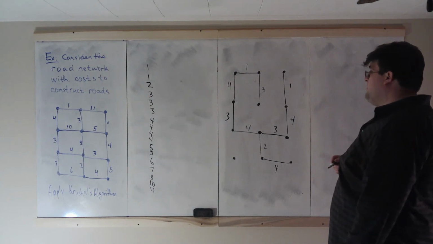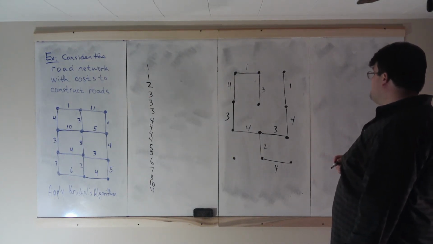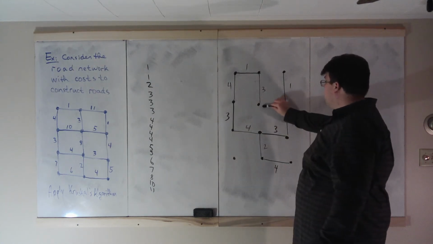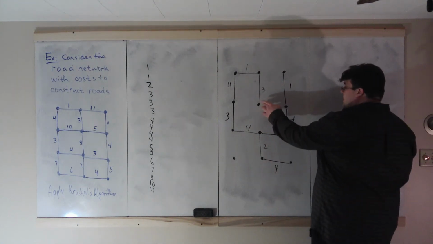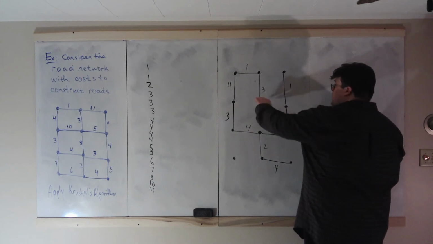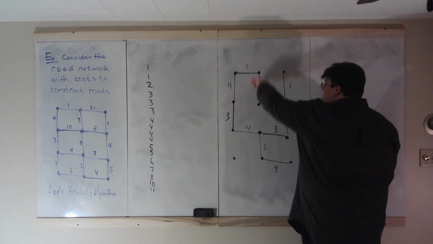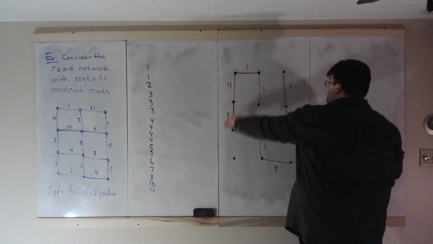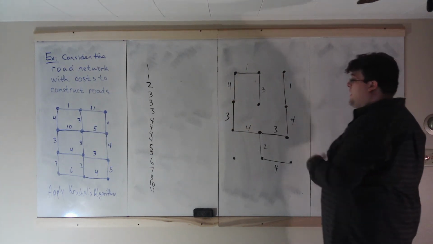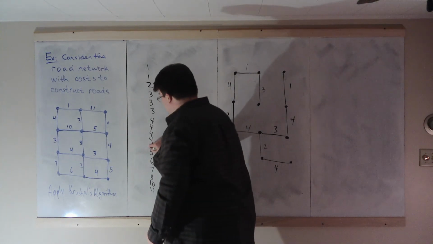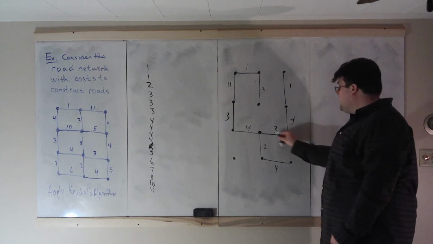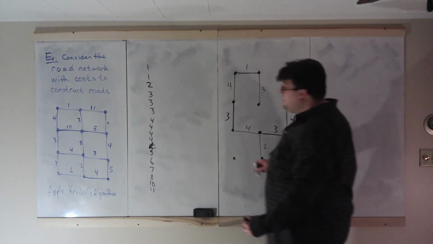How about the fives? Where are the fives? Well, look at what happens if we add this five here: we create this cycle. This kind of Utah-shaped cycle. So we can't add that five, so let's cross it out. What about this other five? What if we add this? Well, again, that creates a cycle, so we can't add that five.